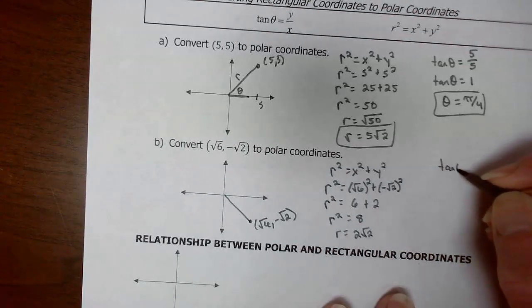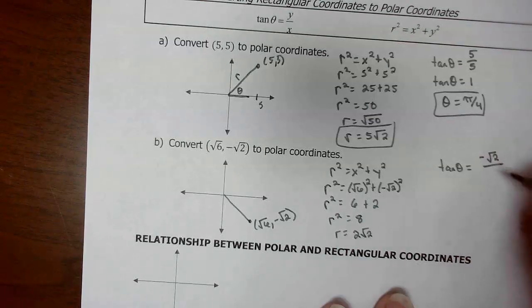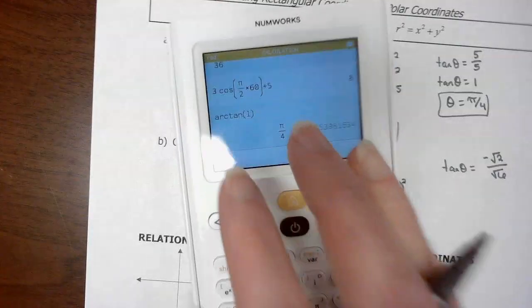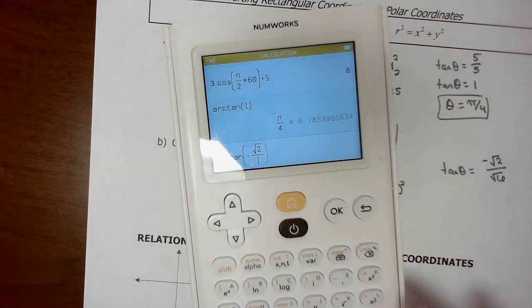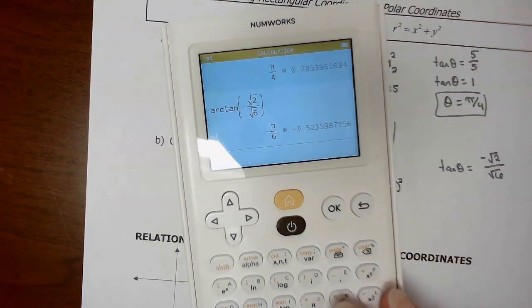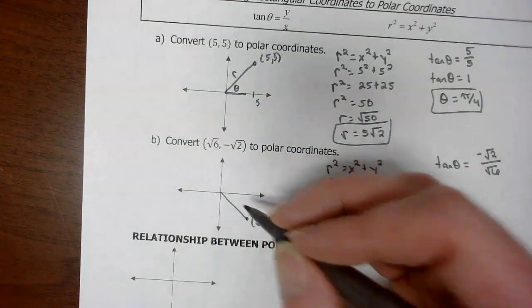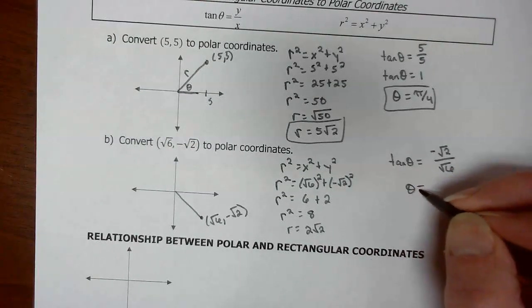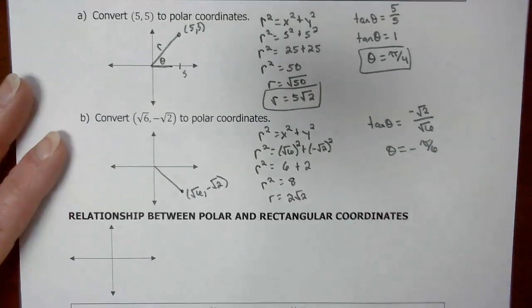Tangent of the angle is going to be y over x. So if I do arctan of negative square root of 2 divided by square root of 6, it tells me that's negative pi over 6. Now, I agree that could be a negative pi over 6. That would be going backwards. But let's talk about what you might see on a multiple choice.